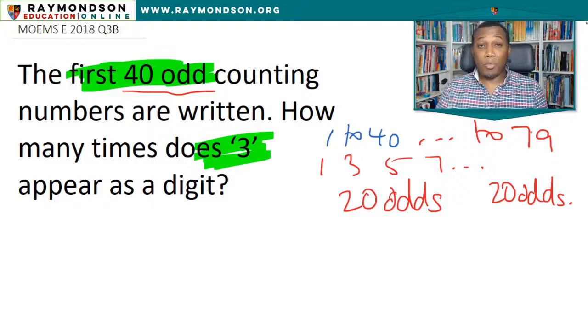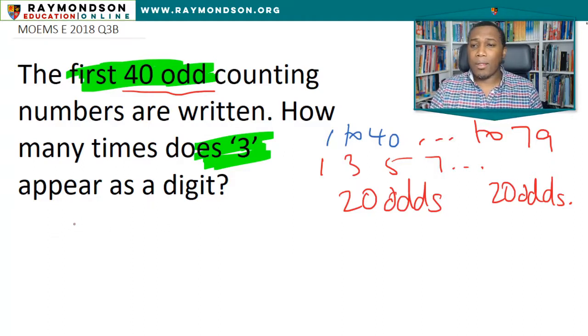If I have 10 of them, 1, 2, 3, 4, 5, 6, 7, 8, 9, 10, 5 of them are odd, 5 of them are even. So to get 40 odd numbers, I need to have the first 80 numbers. And I want the odd ones, so I'm going up to 79. And then you need to start thinking what you need to do. If you want to do the whole listing, that's fine.